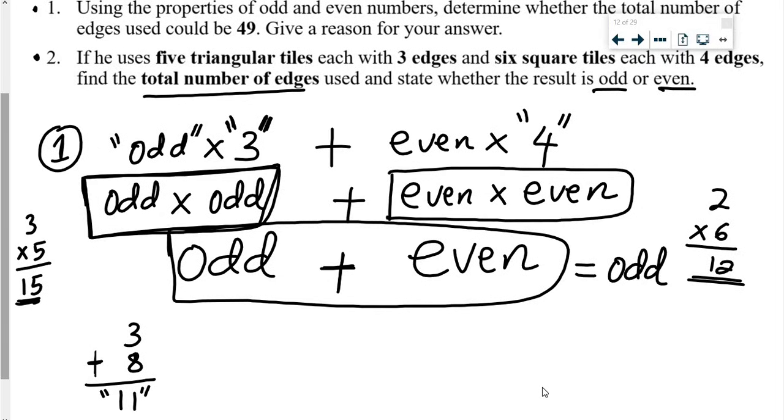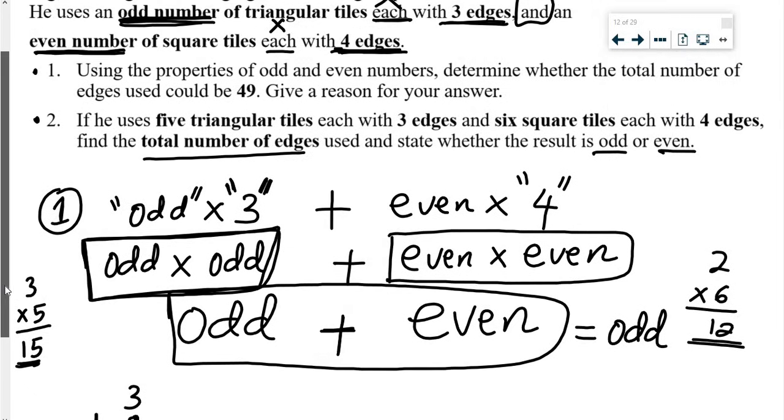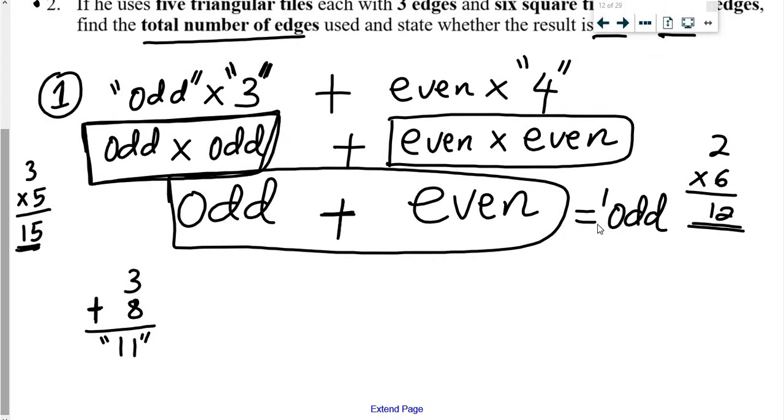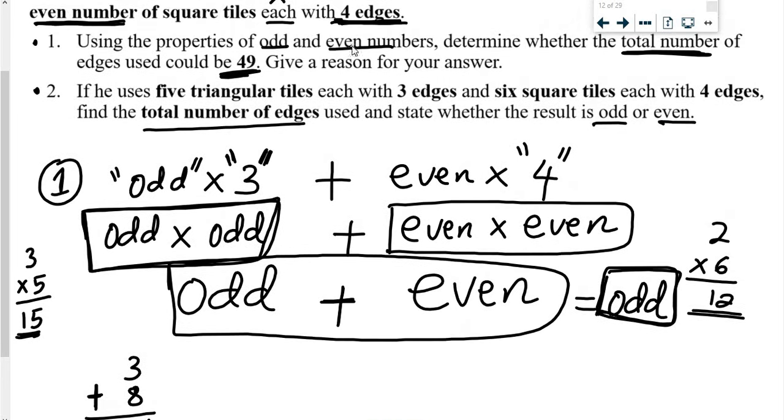Now let's go to the question. Using the properties of odd and even numbers, determining whether the total number of edges used could be 49. What is the overall answer we got? We got finally that 3 odd numbers plus 4 even numbers, the overall total will finally give us an odd number. Now the question is, using the properties of odd and even numbers, determining whether the total of edges used could be 49.